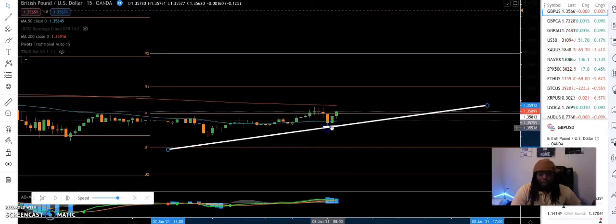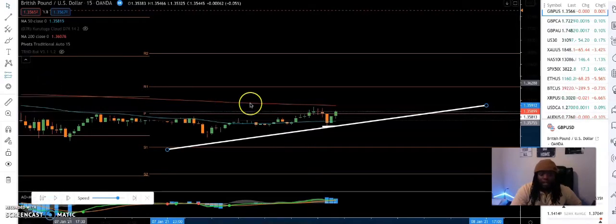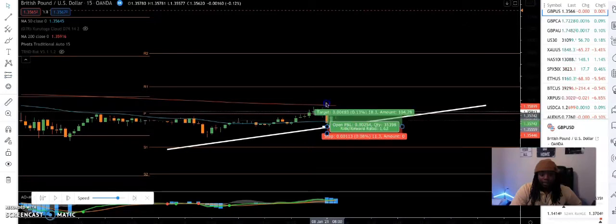Move this a little bit. It bounced off this trend. Boom, we got in right here. Now, if you want to know how I set my TP and my stop loss?